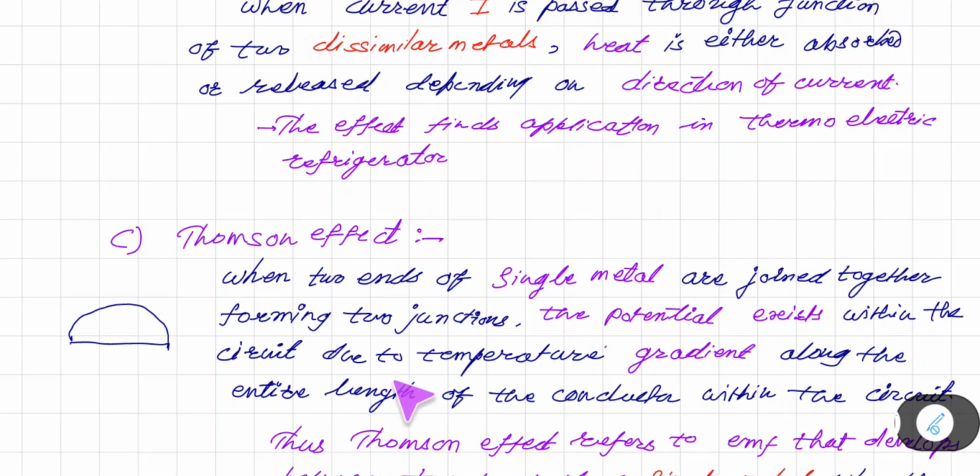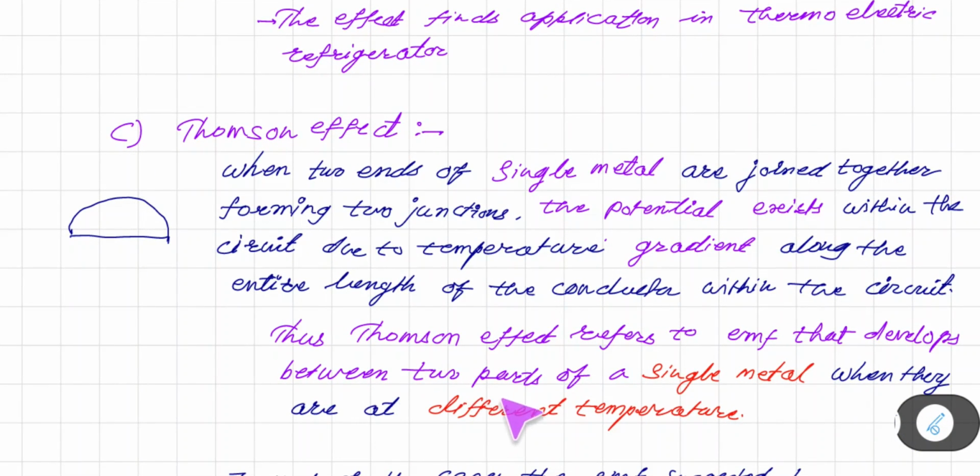This effect is called the Thomson effect, and thus the Thomson effect refers to the EMF that develops between two parts of a single metal when they are at different temperatures. The single metal is there, but as the parts are different, obviously the temperatures are different, and if there is a change in temperature from one part of the metal to another part, then due to temperature gradient we observe that the potential is developed. That is the third effect, the Thomson effect. So these are the three basic effects related to thermocouples.